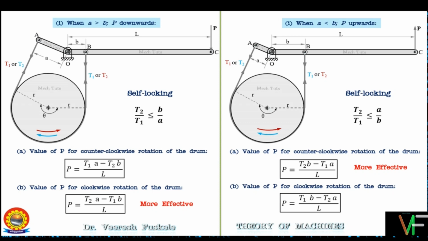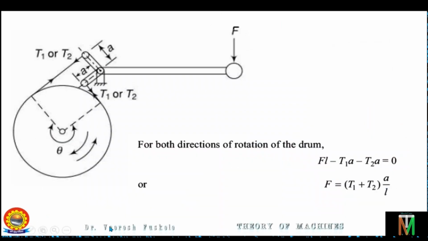However, a two-way band brake can also be designed which is equally effective for both directions of rotation of the drum. In such a brake, the two lever arms are made equal as shown here. So these two arms are made equal, and in all the conditions this configuration will be equally effective. So for both the rotations of the drum, the applied force will be (T1 plus T2) into A by L. So this is all about the differential band brake.